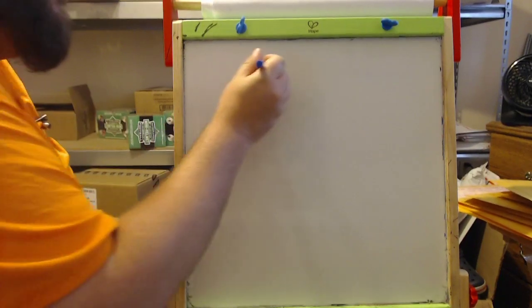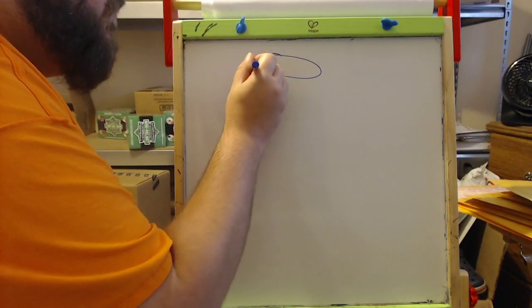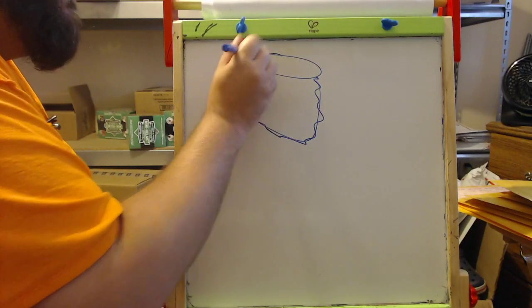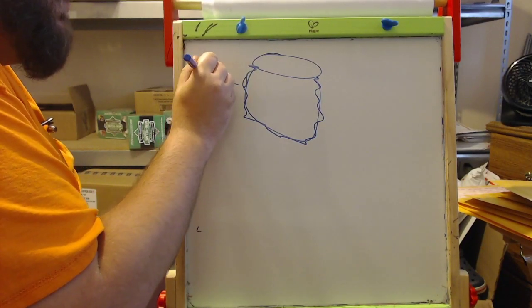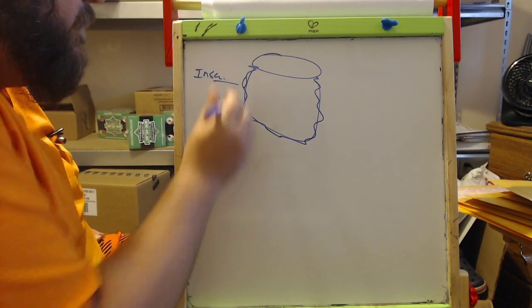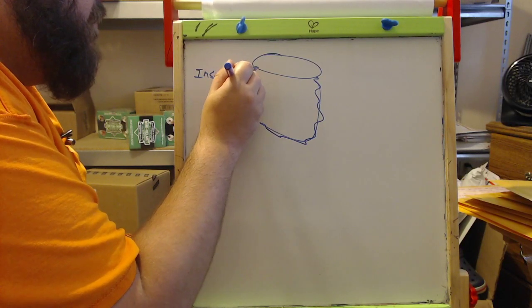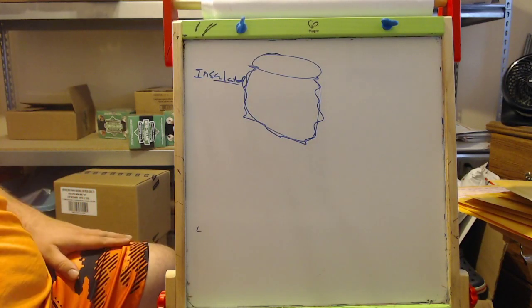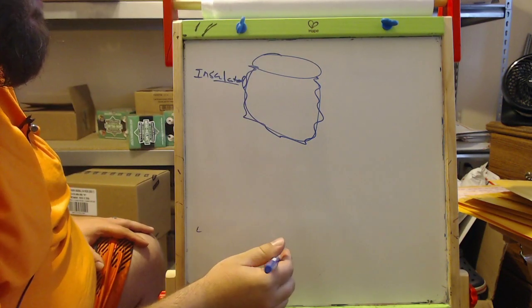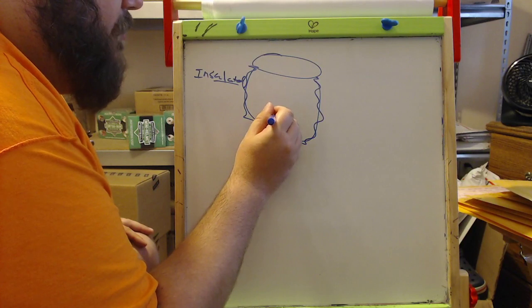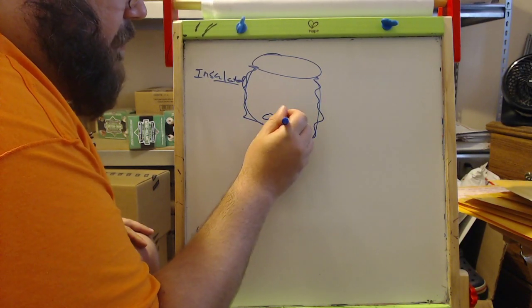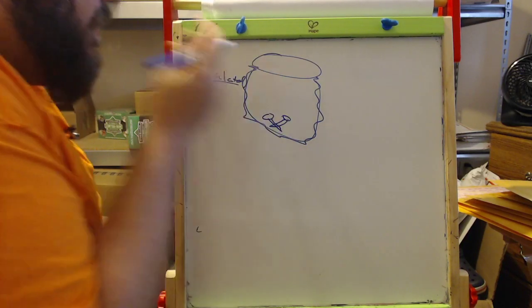So let's say we have a container, okay, and it's an insulated container. So we don't have to take the container into account. So it's insulated. That means the container is not going to absorb any heat. So let's say we put a bolt in there, like so, or nail or whatever, and we put another nail in there touching it, like so.